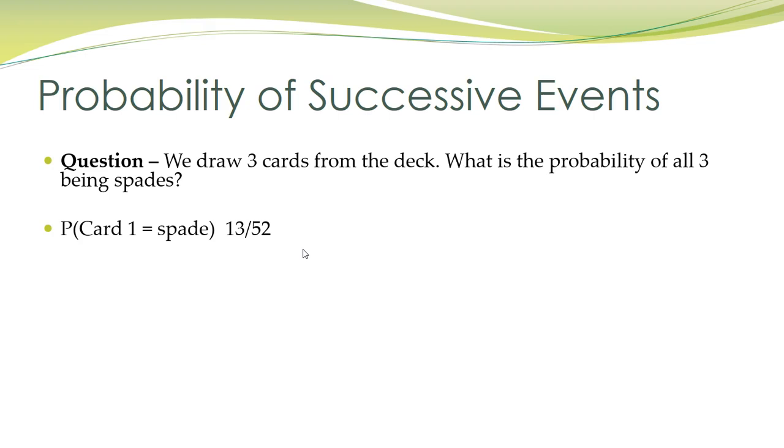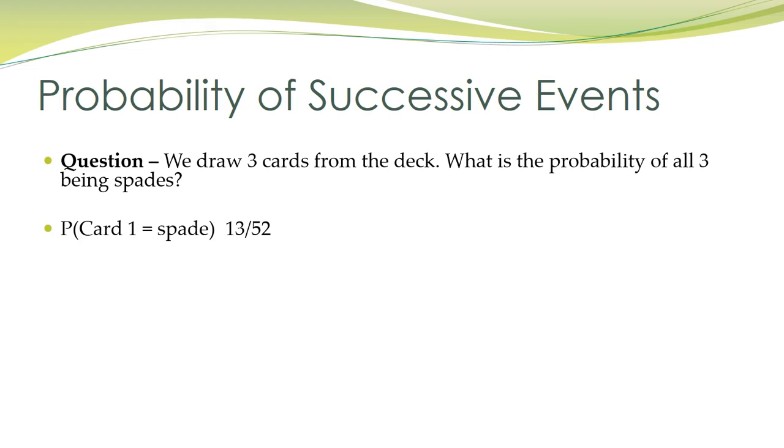So let's imagine we've taken a spade out of the deck now. What is the probability of taking a second spade out of the deck? Is it still 13 out of 52? Well, remember that we used the number 52 because it represents how many cards there are in the deck. But now we have a deck of cards where one of the cards has been taken away from the deck. There's only 51 cards left in the deck.